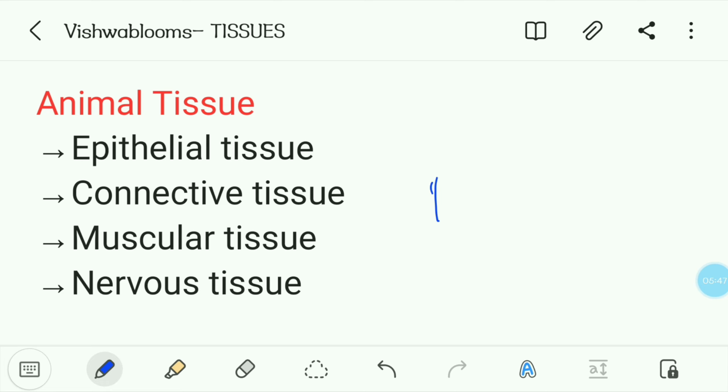Animal tissue, based on the function they are doing, is divided into 4. So what are those 4? First one is epithelial tissue. Second one is connective tissue. Third one is muscular tissue, and fourth one is nervous tissue. So let's get into these in detail.